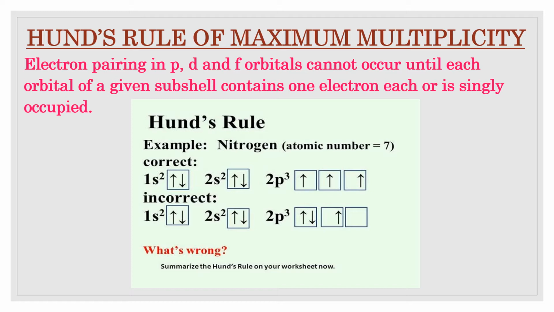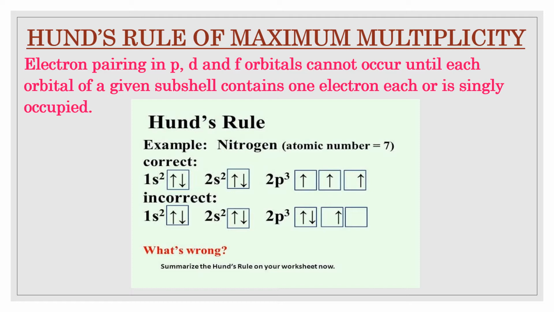Here s is not taken into consideration because we know that s has only one orbital, so obviously the electrons will fill only in that orbital. But in p we have 3, in d we have 5 and in f we have 7. So that's why, according to this rule, electron pairing in p, d and f orbitals cannot occur until each orbital of the given subshell contains one electron each, or as we can say, singly occupied.